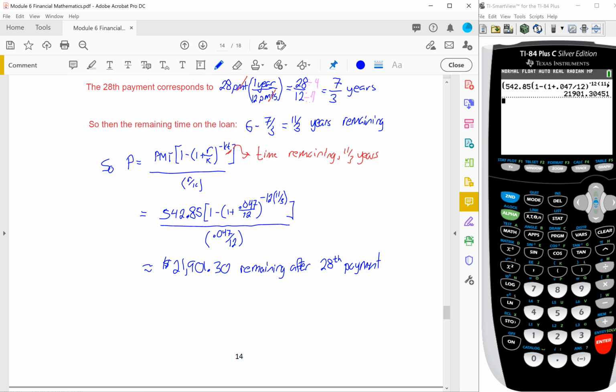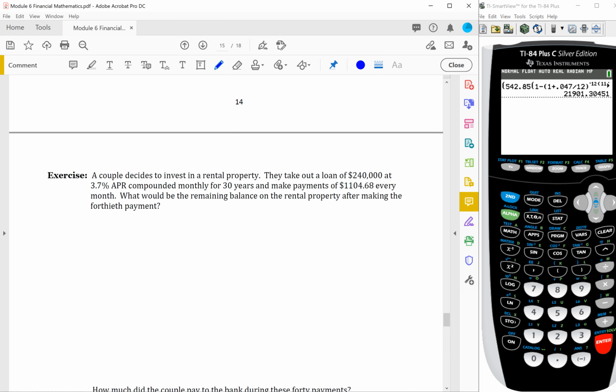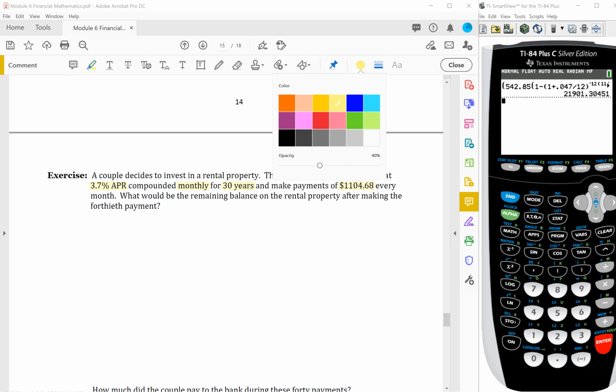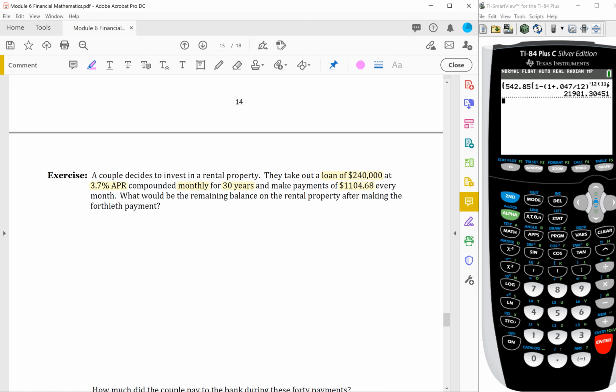Okay, I have one more example for us to look at. This one says, a couple decides to invest in a rental property. They take out a loan of $240,000 at 3.7% APR, compounded monthly for 30 years. And they make payments of $1,104.68 every month. What would be the remaining balance after they make the 40th payment? We want to know the remaining balance after they make their 40th payment.